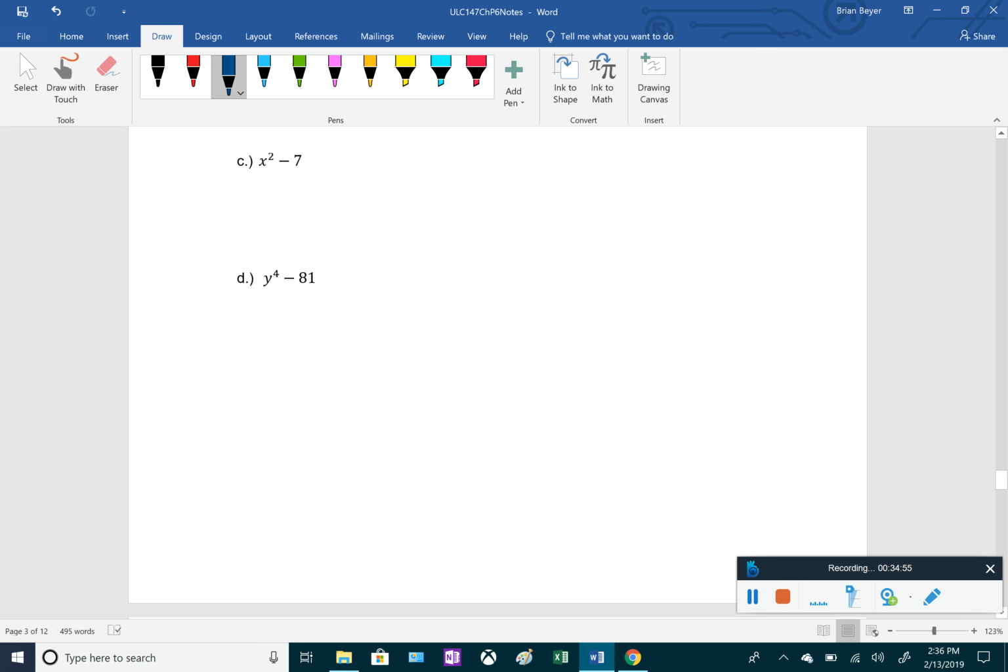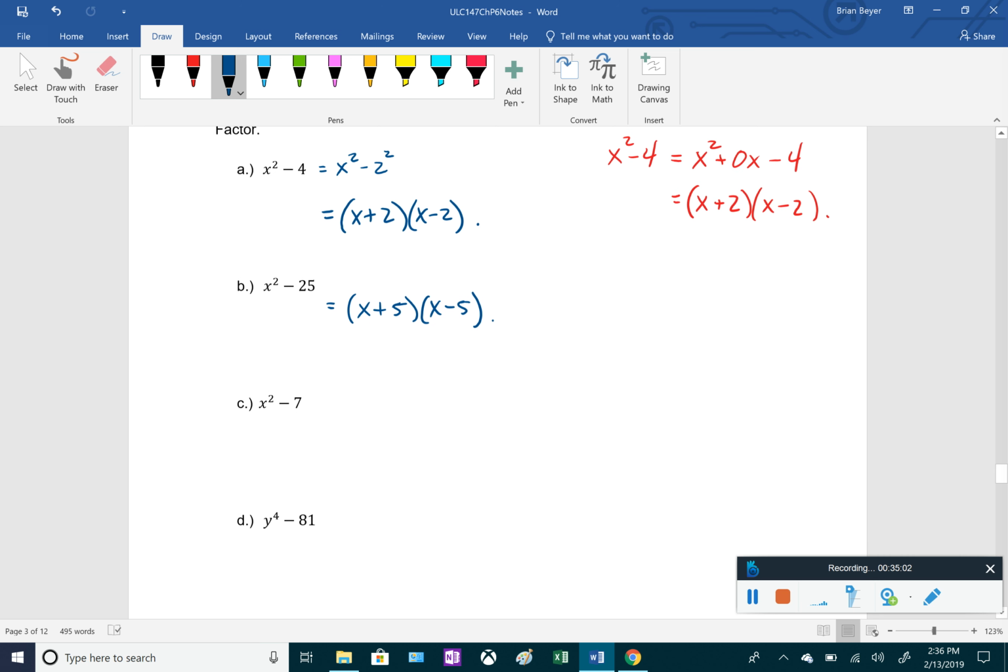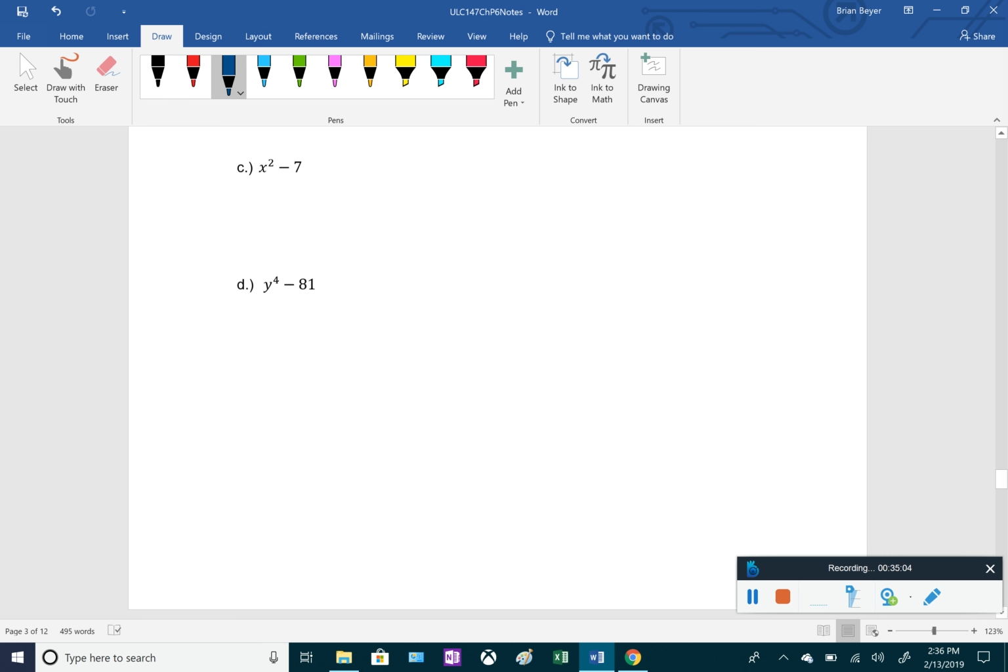So the next one is a little bit tricky here. We have x squared minus 7. 7 is not a perfect square, right? The other two were perfect squares, 4 and 25. 7 is not a perfect square. So what we could say here is that this is prime. But there is one other way to do this. I'm just going to maybe say note: x squared minus 7.